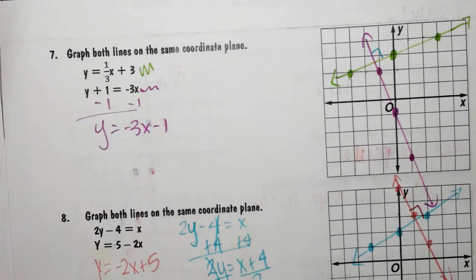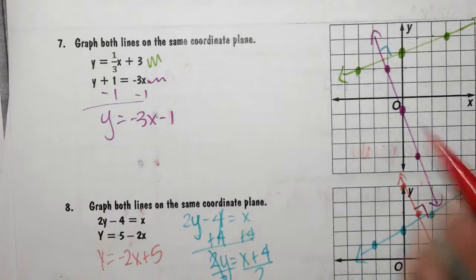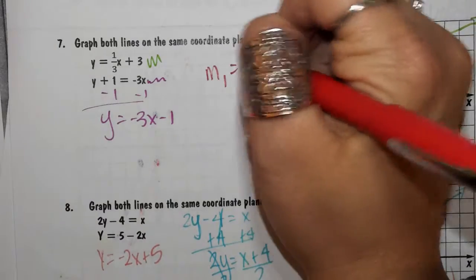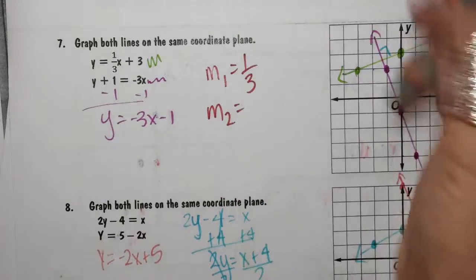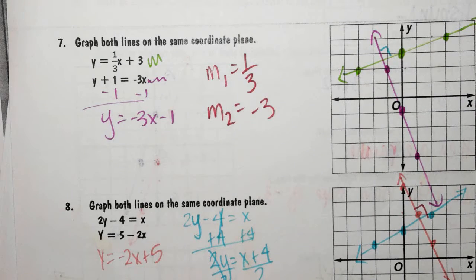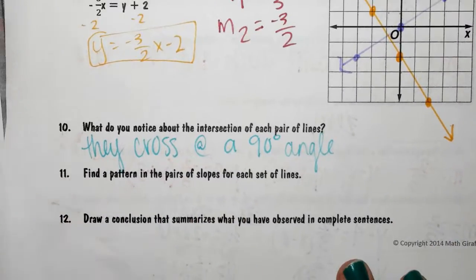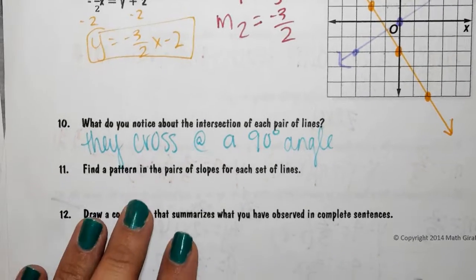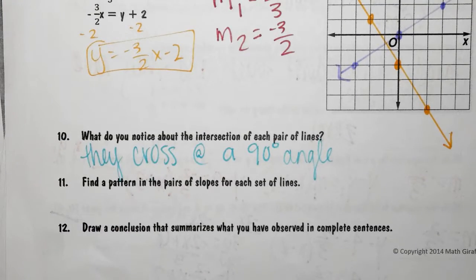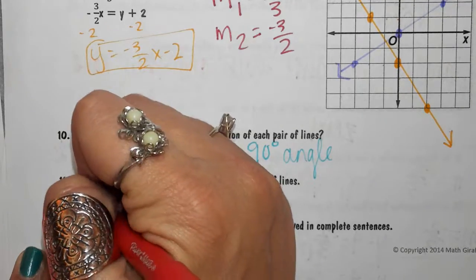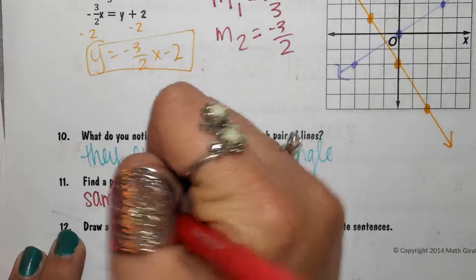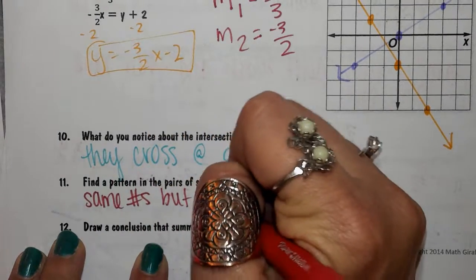All right. So let's look at this top one and see if our pattern still follows. What's our slope of our first equation? 1/3. And what's our slope of our second equation? All right. Do we have a positive and a negative? Yes. And that's what we need. Are they flipped? Yes. Okay. Awesome. So what patterns do we see? What did we just say? We see the same number, but they're flipped. So same numbers, but flipped. Awesome. Okay, what else do we see?